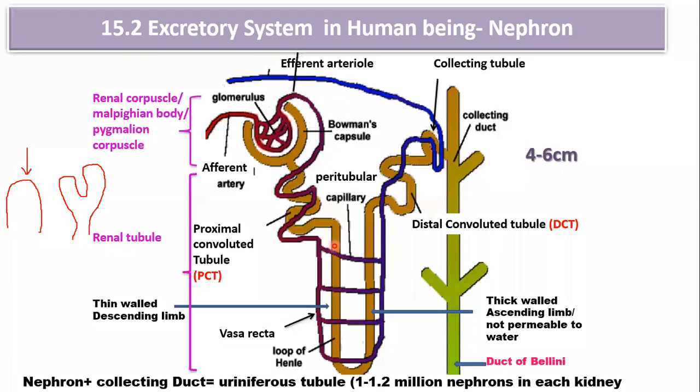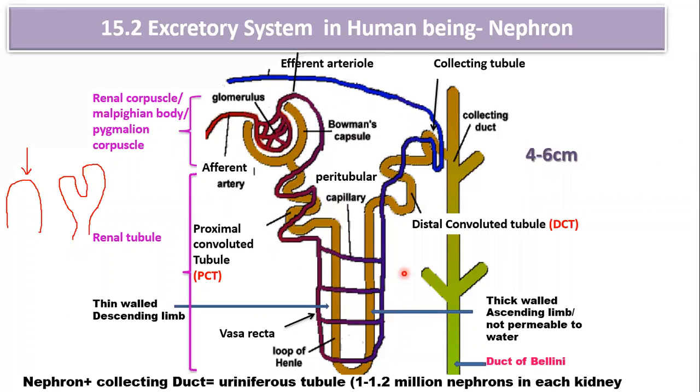Okay, now Henle's loop. So what is a Henle's loop? Henle's loop is a U-shaped tube. It is made up of a descending and an ascending limb. The descending limb is thin walled, the ascending limb is thick walled. The descending limb is permeable to water. It is lined by squamous epithelial cells.